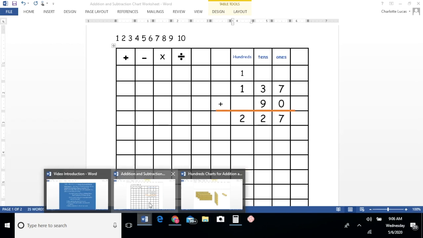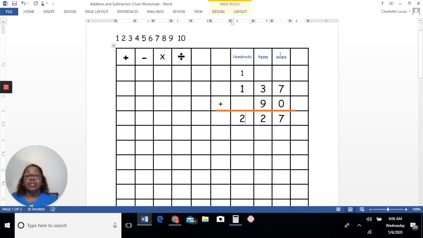So if we look at our place value chart on our chart paper, we see that we have ones always at the end, then tens and hundreds, and we have to place our numbers in the correct spot. So in this number, this spot is 7 ones, 3 tens, and 1 100. There are 9 tens and 0 ones.